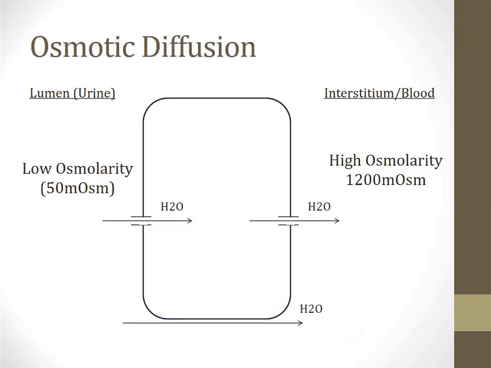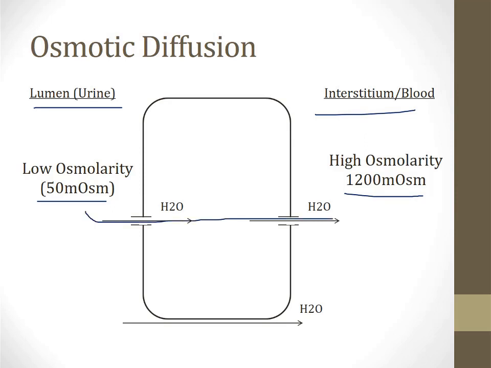Osmotic diffusion is another method of transport used in the nephron that is unique to water. So for example, if we have solutes dissolved in the urine side of the nephron such that we create a low osmolarity of 50 milliosms, and if we have a high osmolarity of say 1200 milliosms in the interstitium or blood side, then water can be reabsorbed by osmosis.